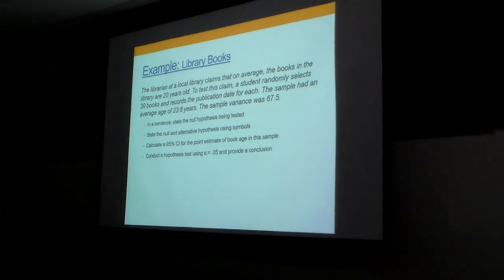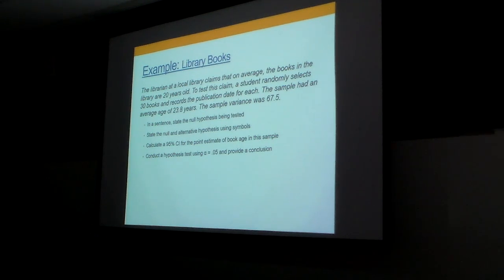We just run a z. Here, this is a much more realistic example where we don't have the population variance. And so what we're going to do is, I've got a sample size of 30. My null hypothesis is that the population of books is going to equal, okay, in the sentence state the, I'm getting ahead of myself here.